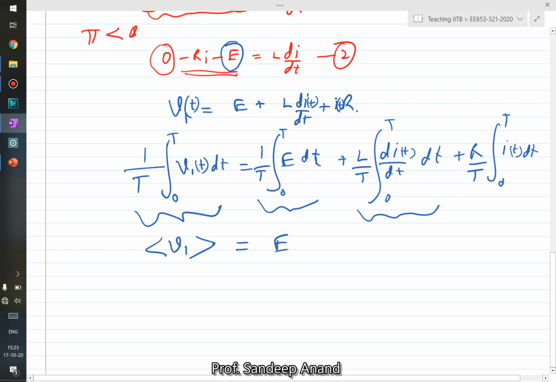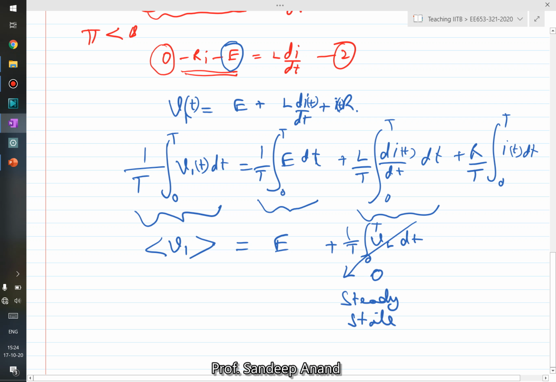What is the third term? If you see, it is the average value of the inductor voltage. Why? Because inductor voltage is L di by dt. So this is VL dt integral 0 to T. This is the average voltage across the inductor, right? And as we have seen, in steady state the average voltage across the inductor is 0.